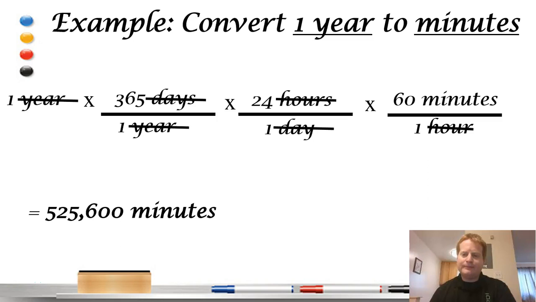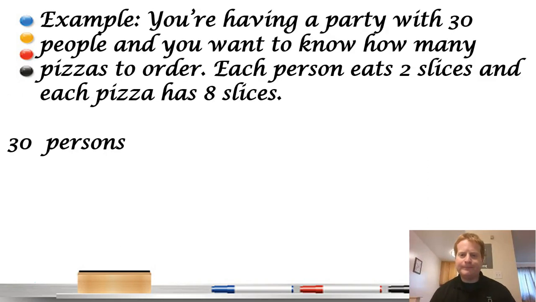Okay, so one more problem. Let's make it a little bit more life applicable as well. Okay, so here's the example. You're having a party. There's 30 people coming. You're pretty popular. 30 people coming to your party. And you want to know how many pizzas to order for this party. And the only thing you know is that each person is going to eat about 2 slices. And each pizza has about 8 slices.